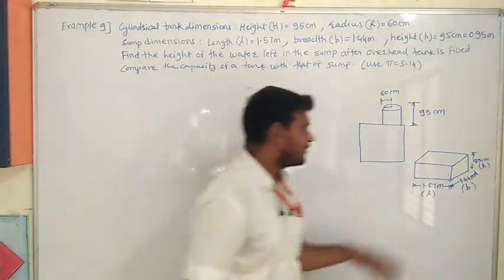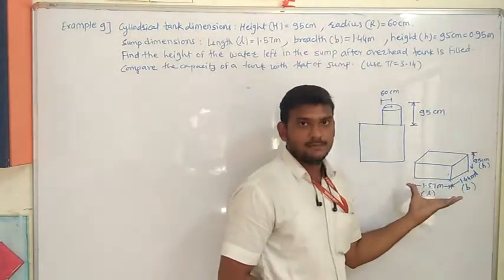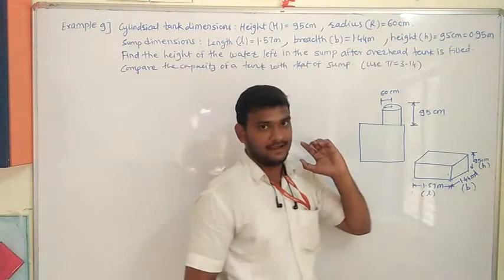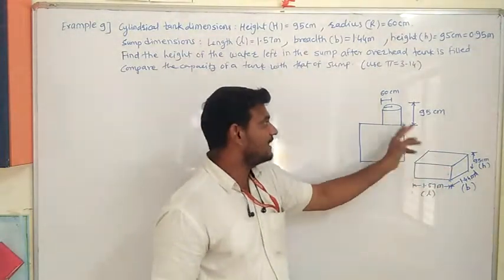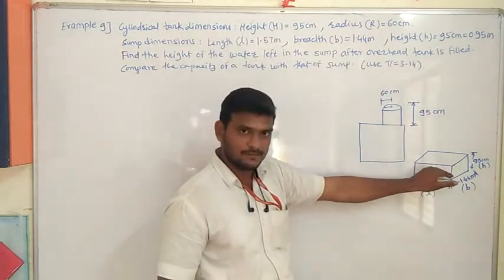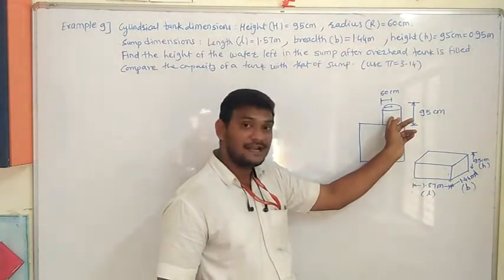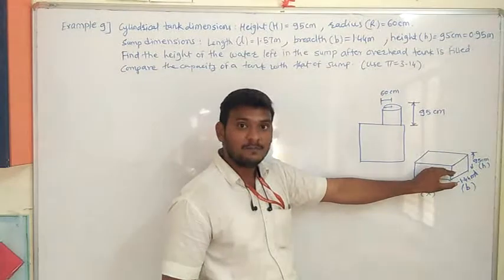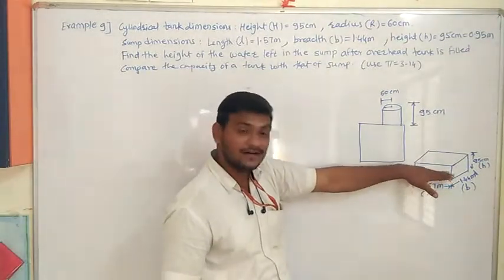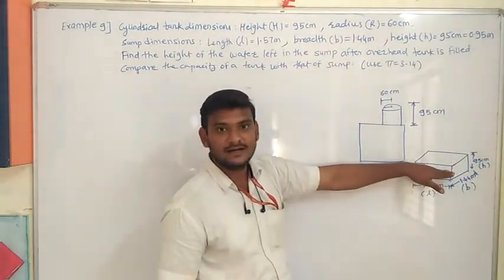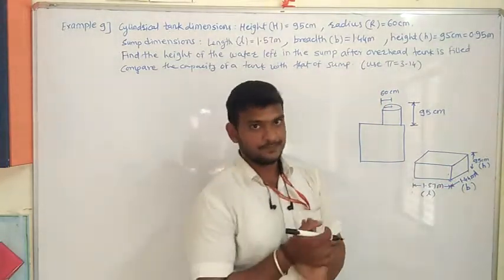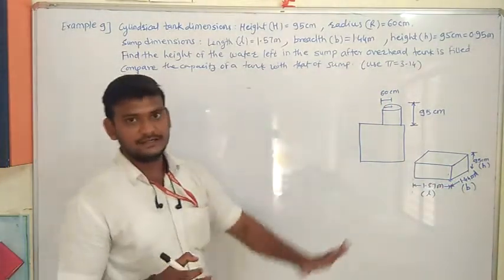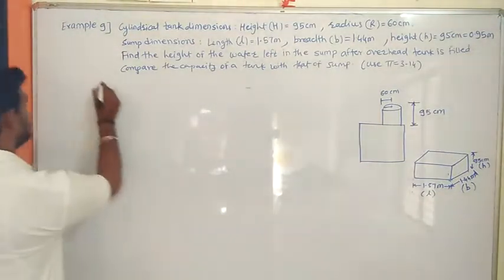To find this, first of all we have to find the volume of the sump and the volume of the cylindrical tank. After finding the volume of the sump, we have to subtract the volume of the cylinder from the volume of the sump. Then we will get the water left in the sump. From that we can find the height of the water left in the sump. Let us see how to find.